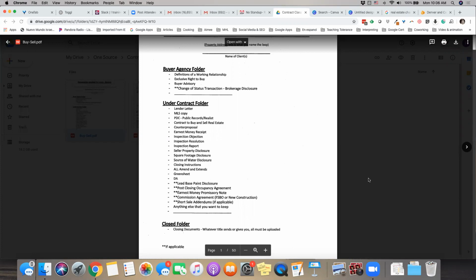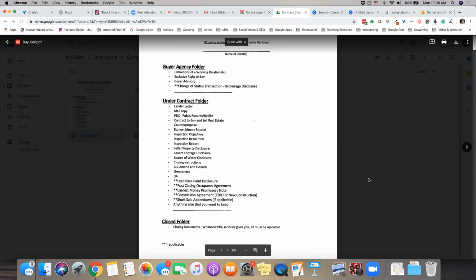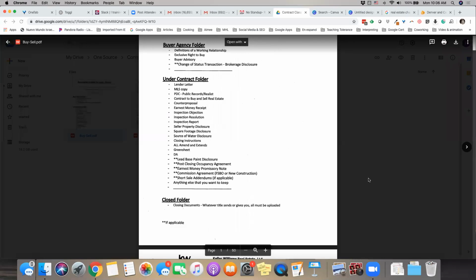You might have a lead-based paint disclosure. You could have a post-closing occupancy agreement. You could have an earned promissory note. We don't normally have commission agreements; they are usually from new home builders or possibly for sale by owner. Short sales, we haven't used those in a while, but we could.